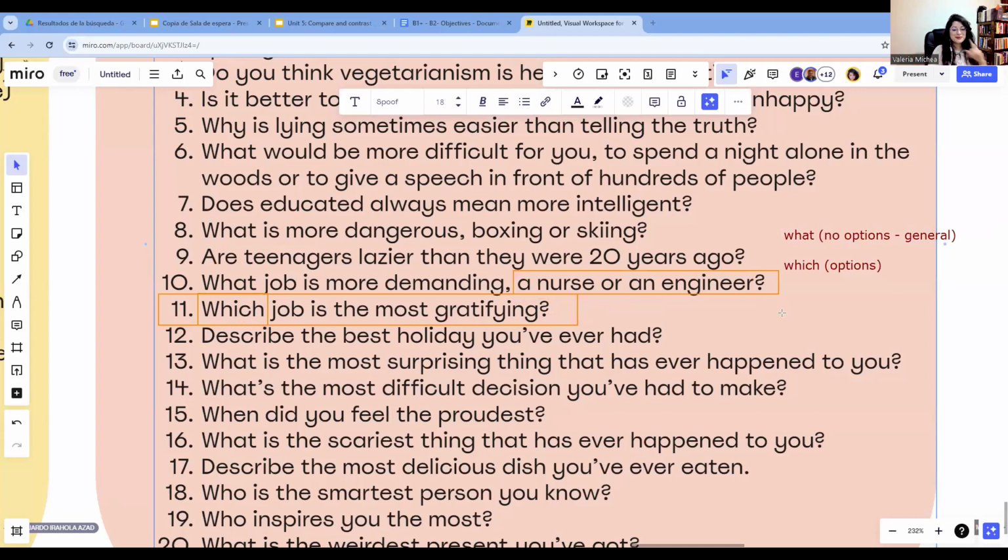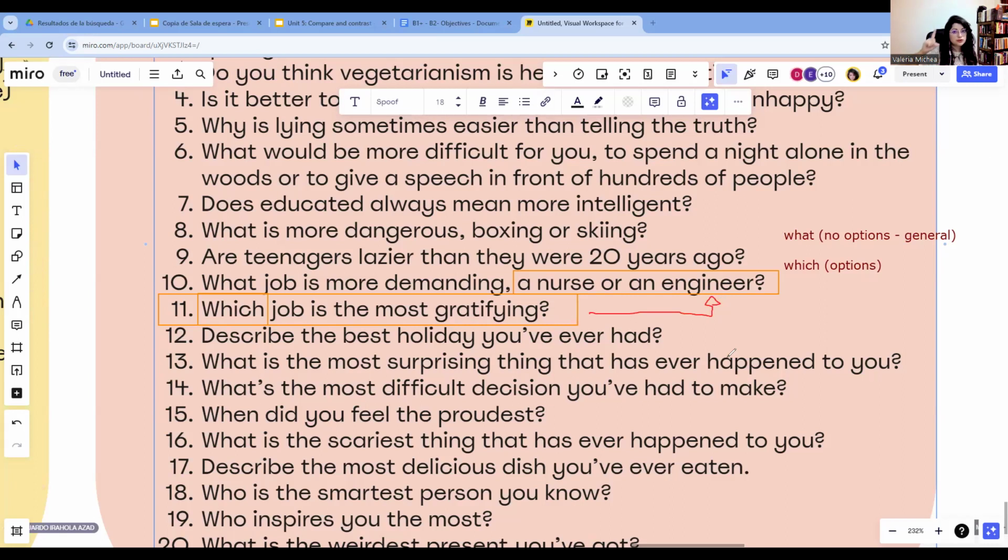All right. And I was expecting this to happen. I did it with my dark intentions, because I wrote this question and then I said, well, we are going to see if people remember that which is for when you have options. When I was listening to the people who got to this part, they were speaking. And when they got to question 11, they started looking for any options like teaching or whatever they think is gratifying. But the options were nurse and engineer. Of course, it's not a problem if you didn't do it that way. You were still practicing, but keep it in mind.